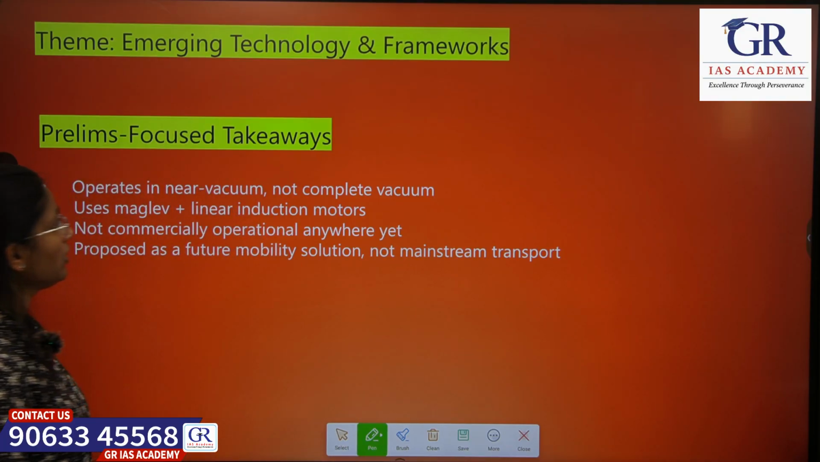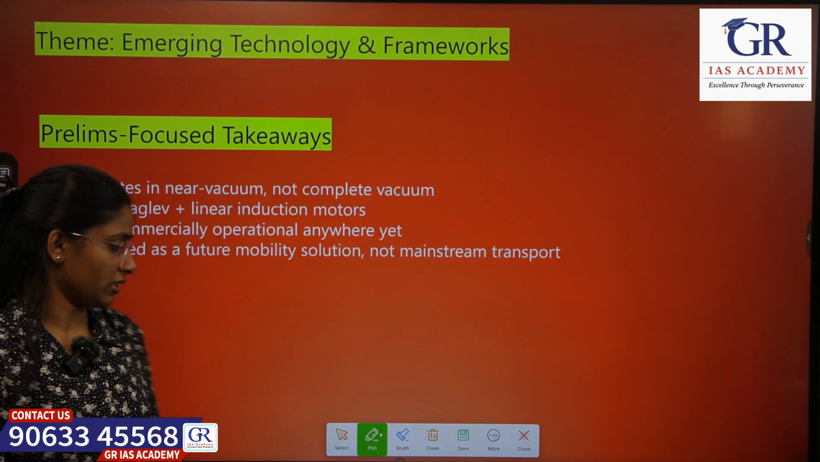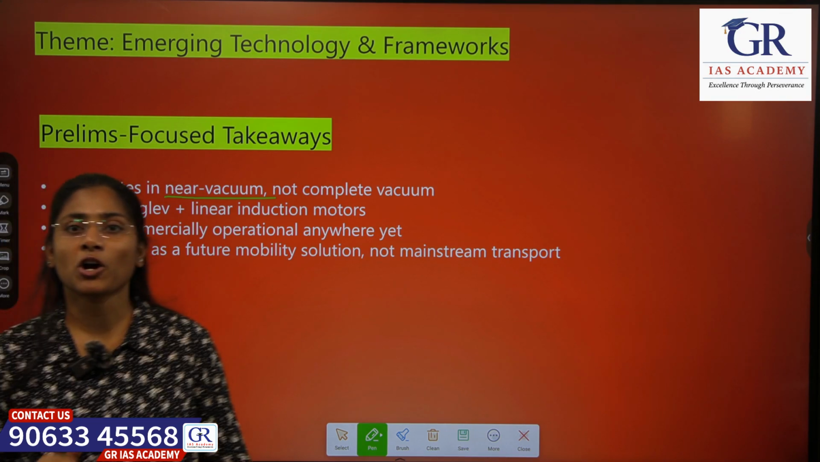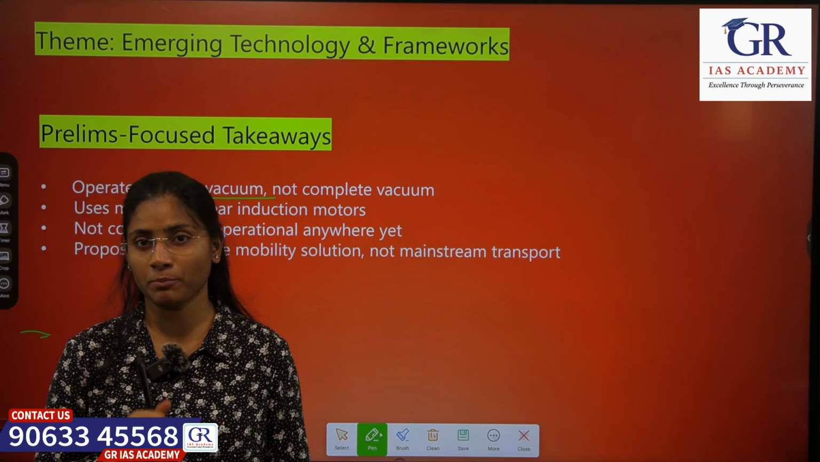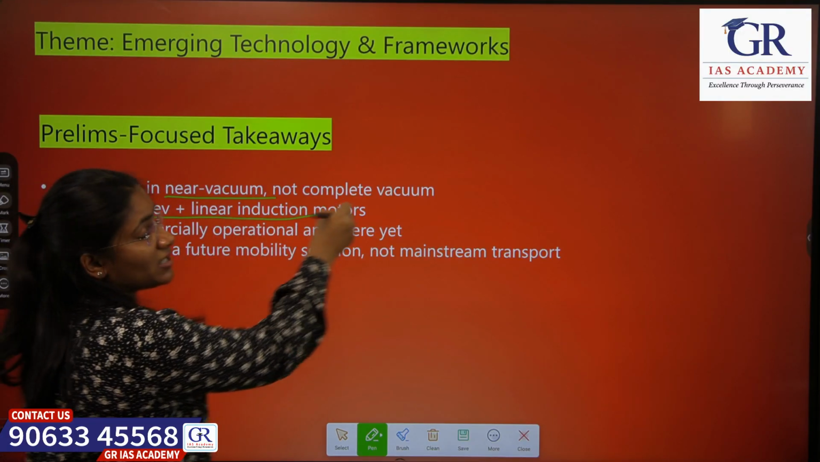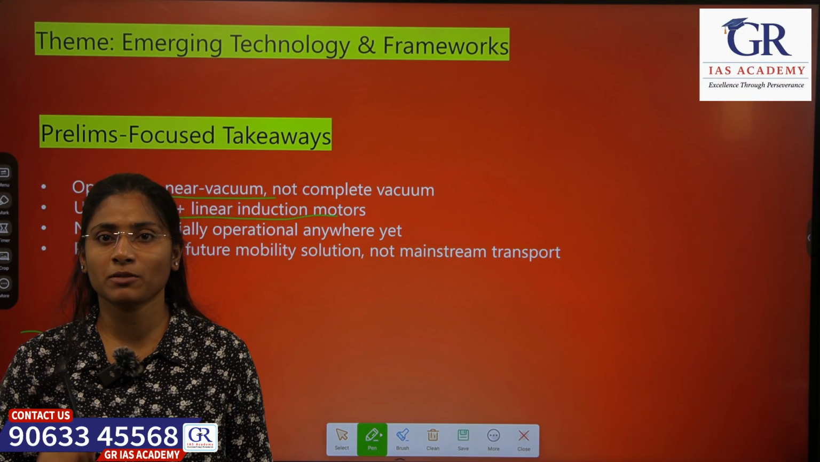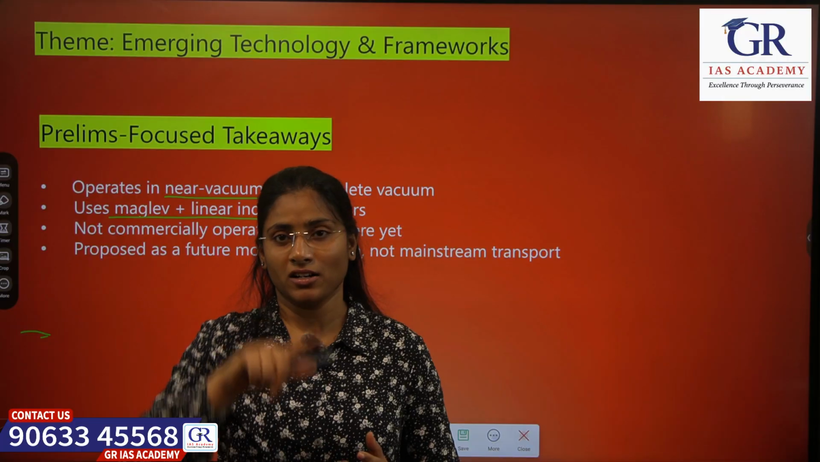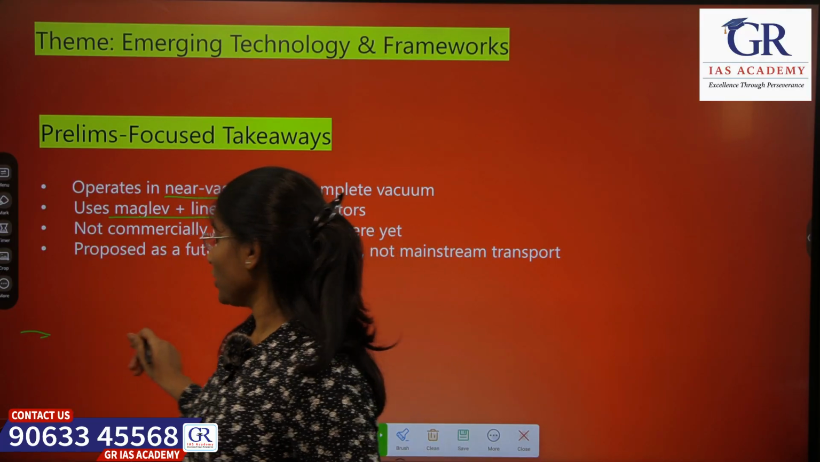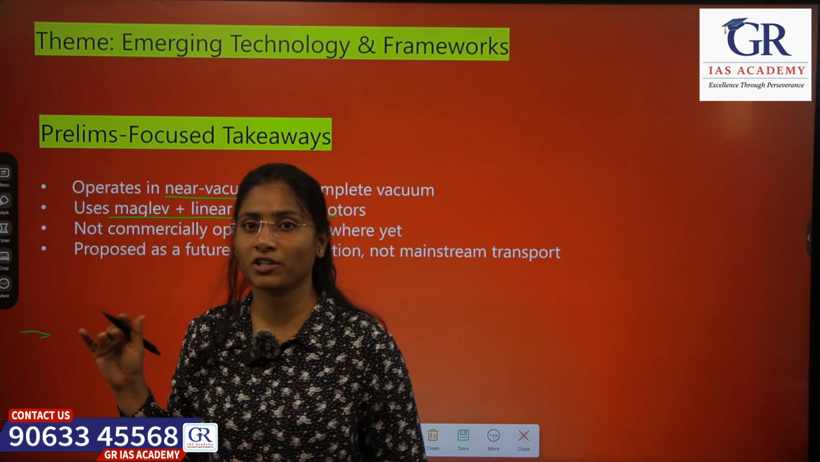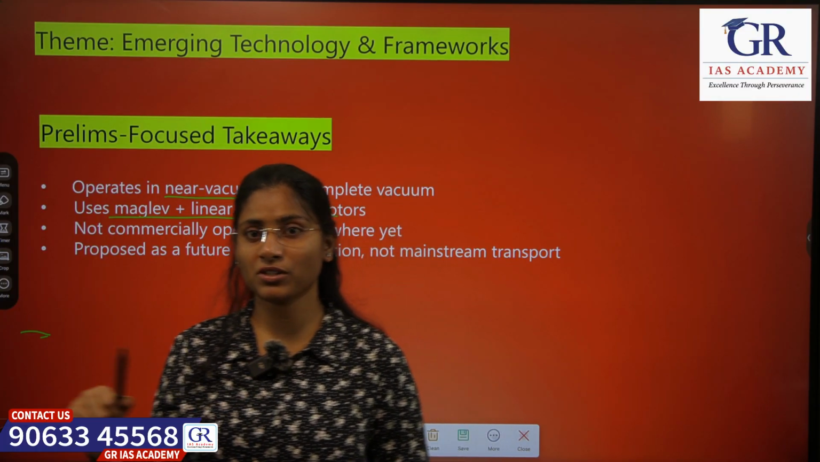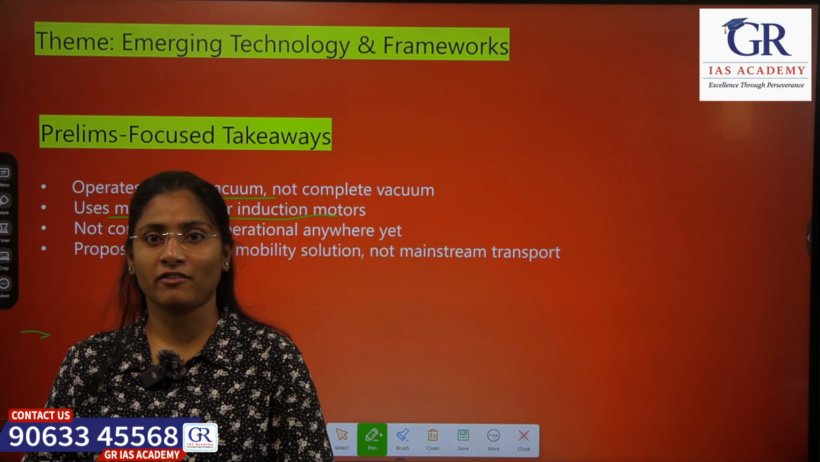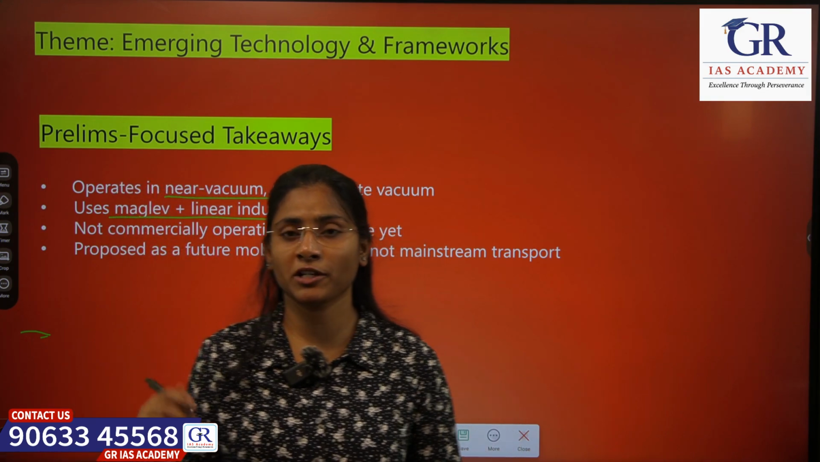So what are our takeaways from this topic? It is very important for us to note that it operates in near vacuum but not in complete vacuum. This is the most important point. And the next one is it uses maglev plus linear induction motors. Normally in every machine we use round motors which use wheels, but here linear induction motors are used to make the pod travel in a straight line. Okay, here we will not be using round motors.